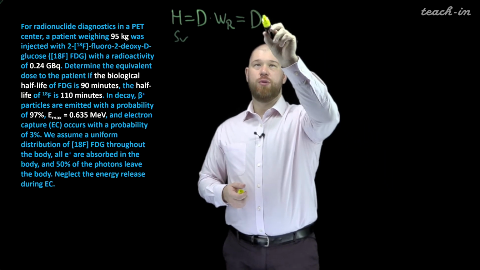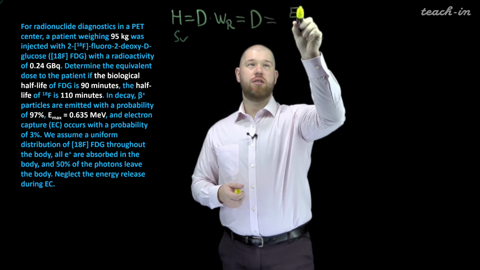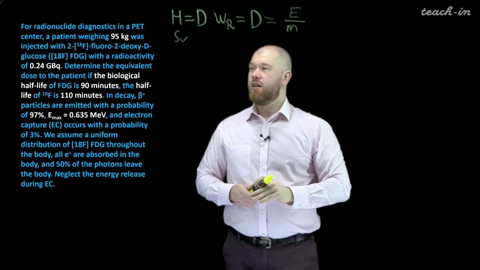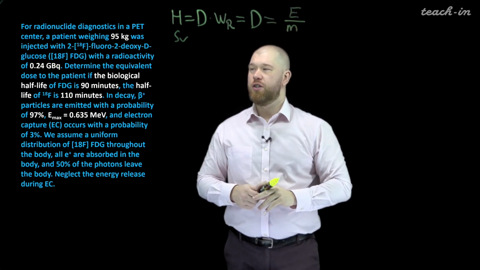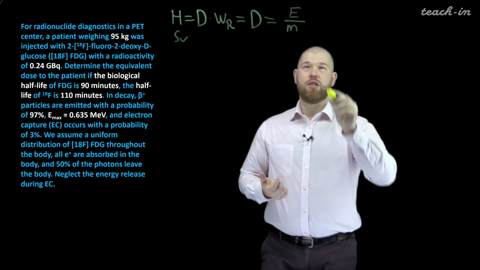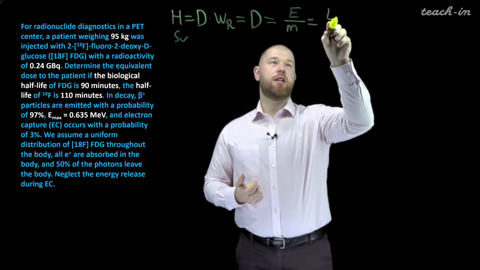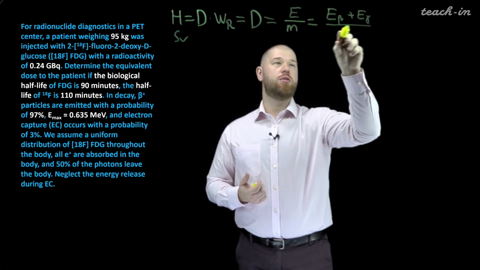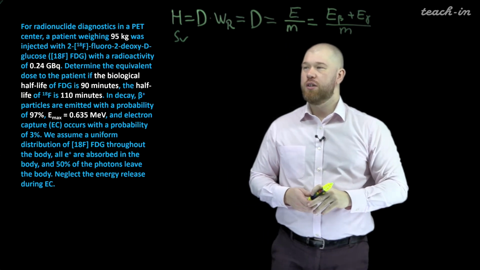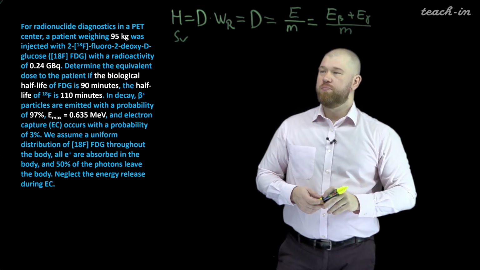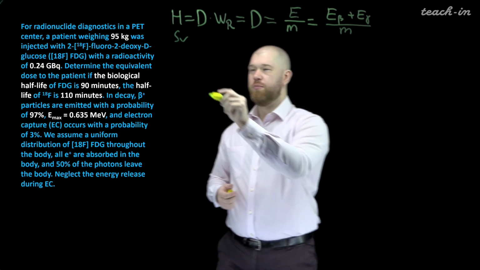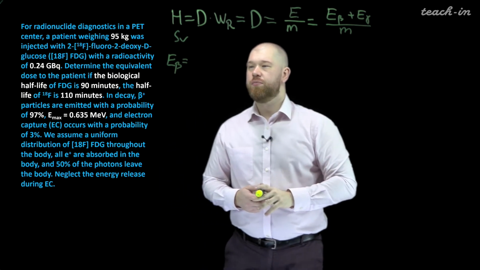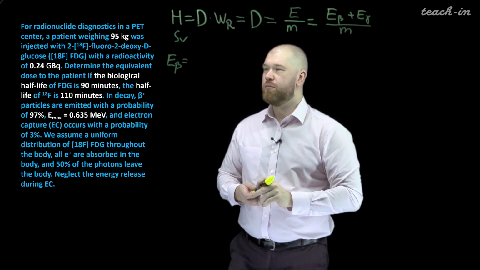And what is the absorbed dose? It is the absorbed energy divided by the mass. And the mass, in our case, is the mass of our patient. And what is the energy? Energy is the energy of beta particles and the energy of the gamma photons that are absorbed in the body. So what is the energy of the beta particles?